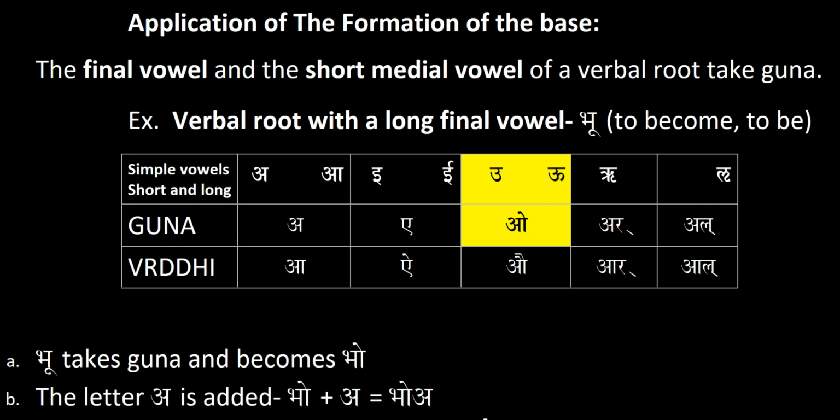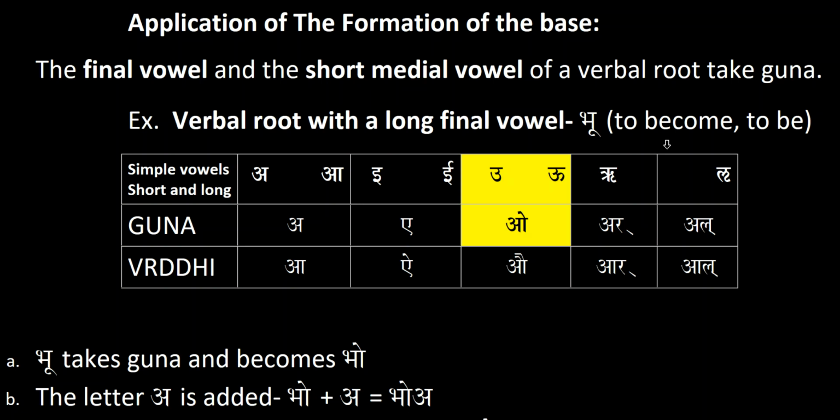So the example that I'm going to give you today is going to be a verbal root with a long final vowel. And an example of a verbal root with a long final vowel, our first Sanskrit vocabulary word, is bhu. That is the verbal root. And bhu means to become or to be. So a verbal root with a long final vowel. Let's try to figure out what that long final vowel is. Bhu. So the final vowel oo is a long final vowel.